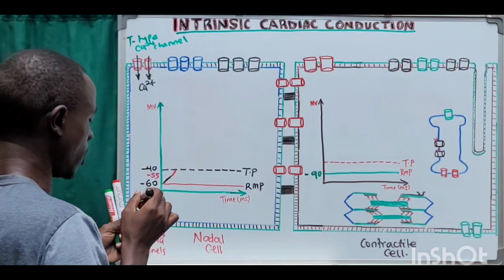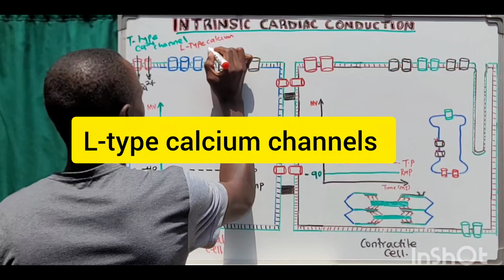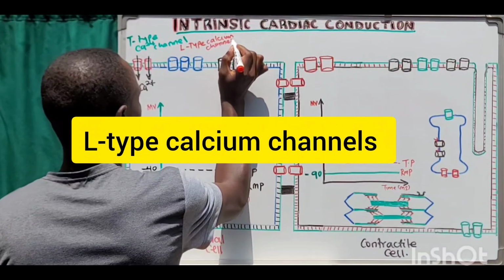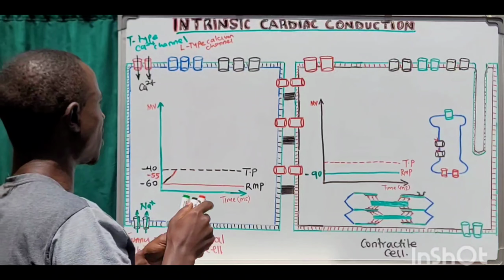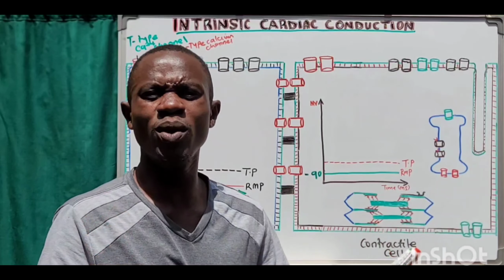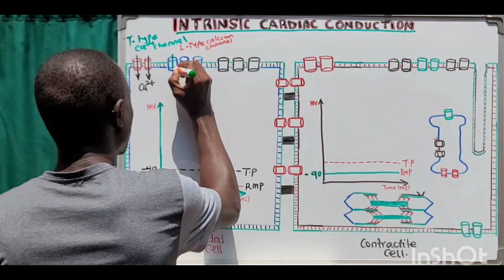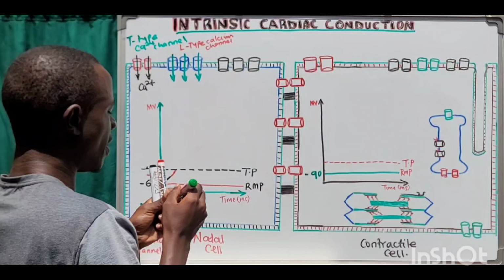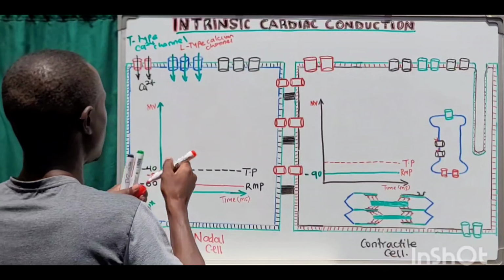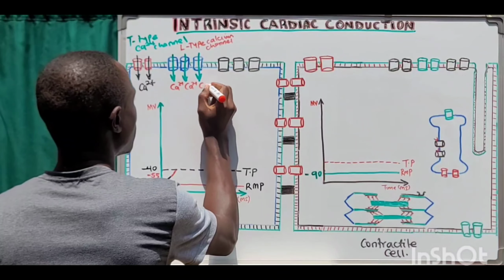These channels are what we call the L-type calcium channels. Super important. These L-type calcium channels are going to powerfully allow the entry of calcium ions. Calcium ions are now going to come in at a very high speed, as if they have never entered before. So now a lot of calcium ions are entering the cell.